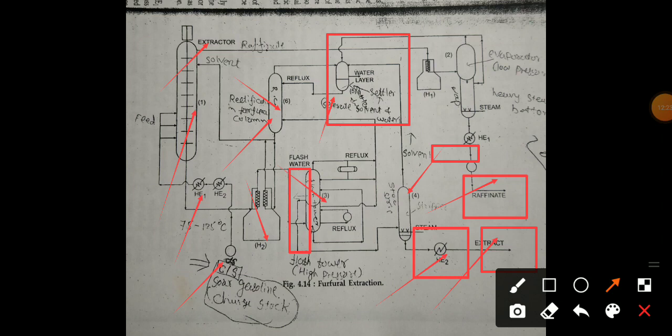Where is number 4? This one. It passes through the stripper to remove the last traces of the solvent. The extract is obtained as a finished product from the bottom.